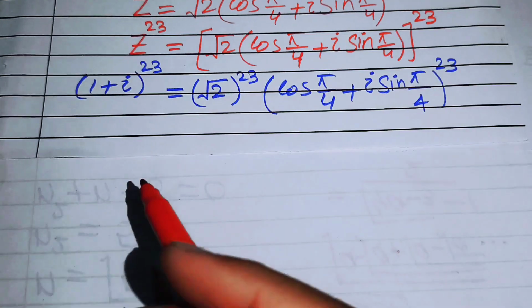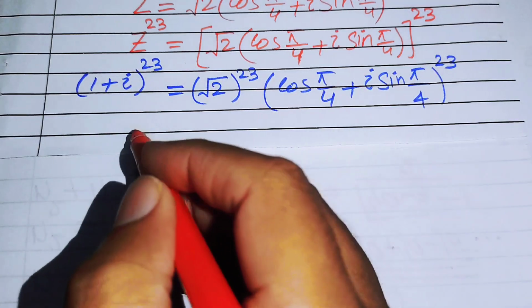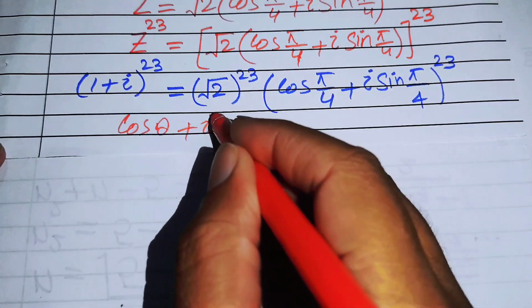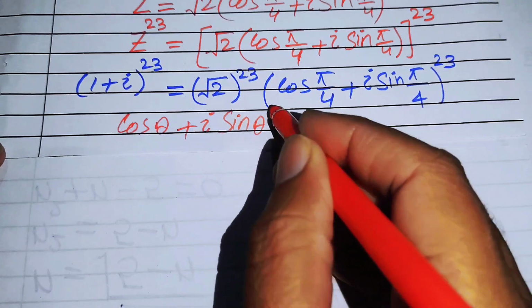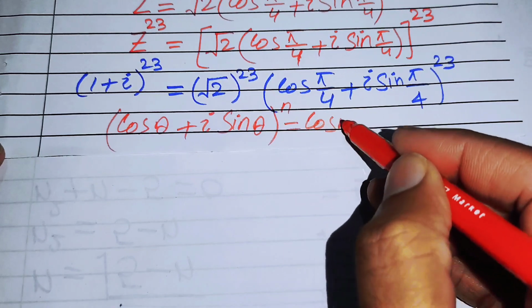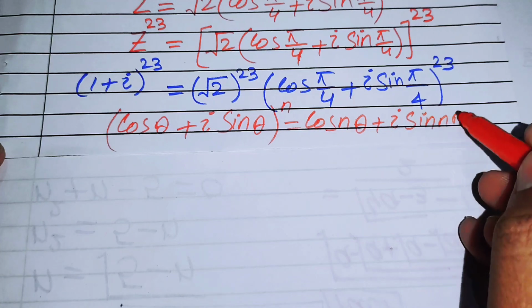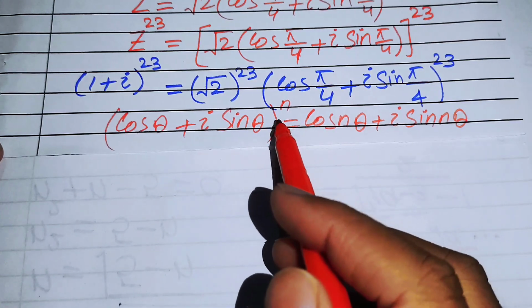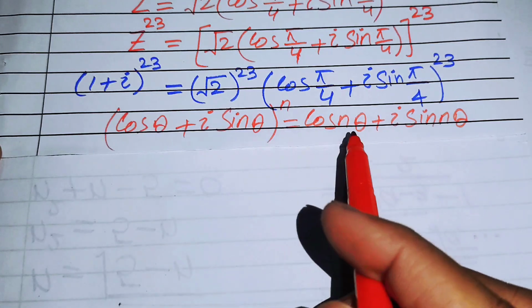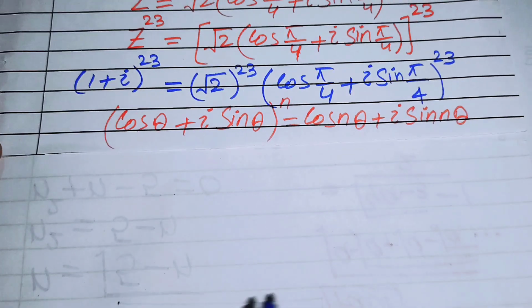In the next step, we will use a very famous De Moivre's theorem of complex numbers. You know that if we have cos theta plus iota sine theta and its whole power n, it is equal to cos n theta plus iota sine n theta. It means that if you have some exponent of cos theta plus iota sine theta, it is multiplied by the angles of sine and cosine, so we will use this nice De Moivre's theorem.